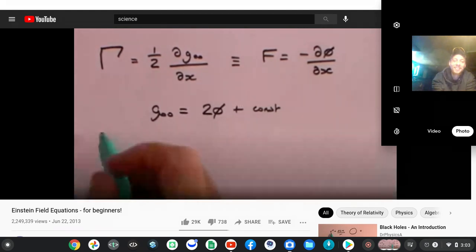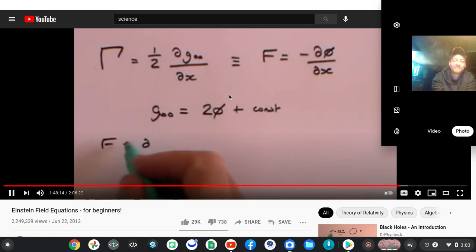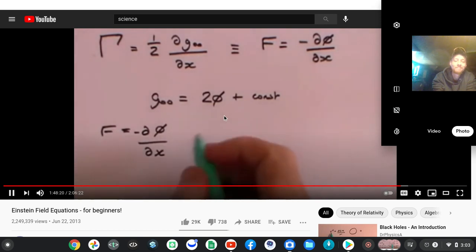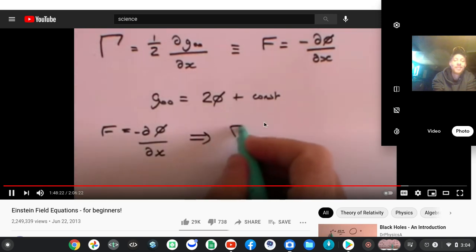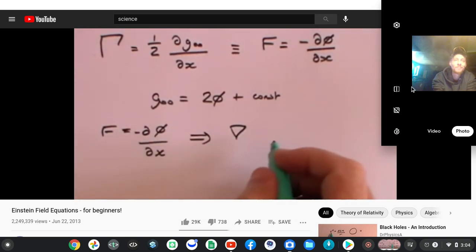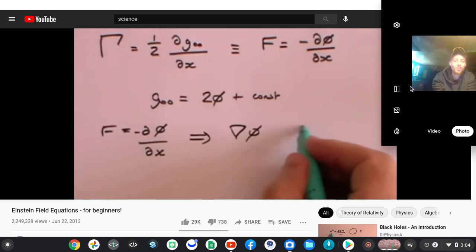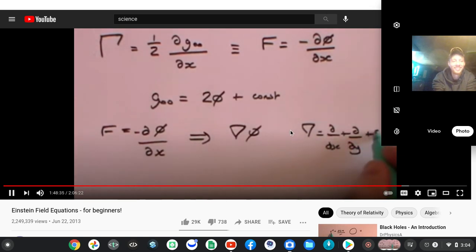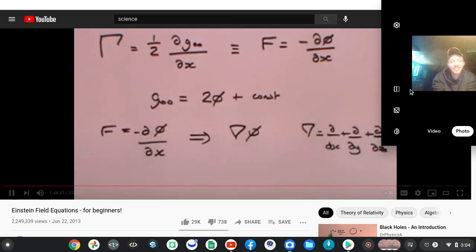Now we said that force is minus d phi by dx, but of course really we need to do that in 3 dimensions, and so that normally reduces to minus the divergence of phi, where the divergence term is simply a d by dx plus a d by dy plus a d by dz term.